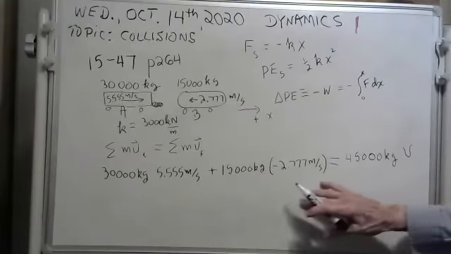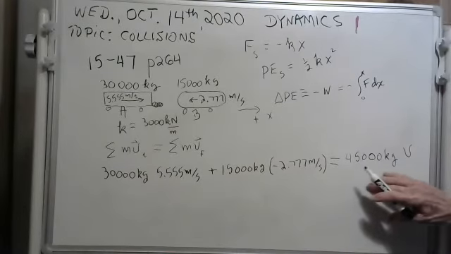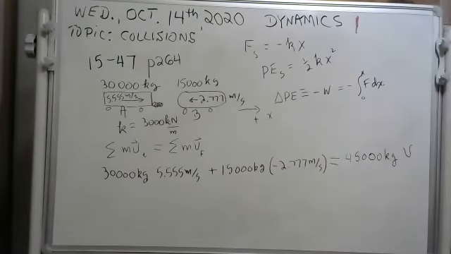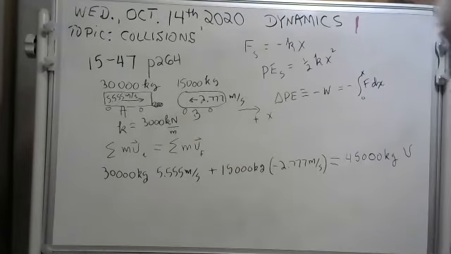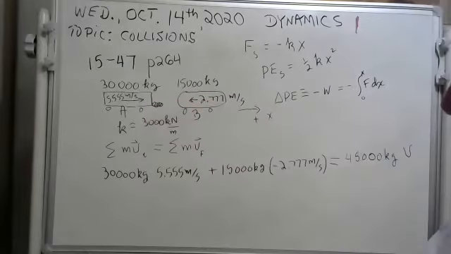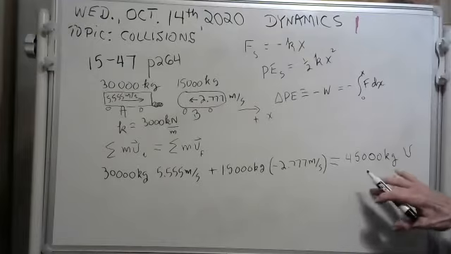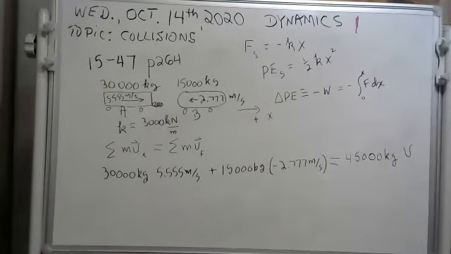Hey, look, here's an equation with only one unknown. I'm going to give you a minute to solve that. I'm going to solve it too. Go ahead. Find the velocity of the two bodies at the peak of the collision when they both have the same velocity. Okay? Go for it.